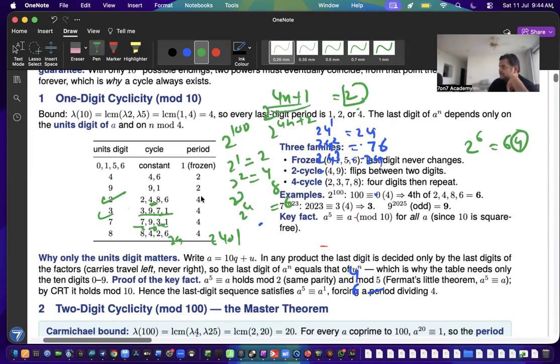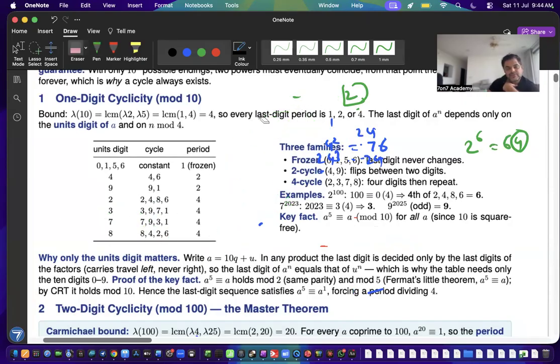So if I say 7 raised to something, what are you looking for? 7 raised to 4 into something plus 2, so basically you're looking for 2 only. So 1 was 7 and 2 was 9. Okay. So 7 raised to 8 is what? Now 8 raised to 1, 8 raised to 2, 8 raised to 3, what is it?